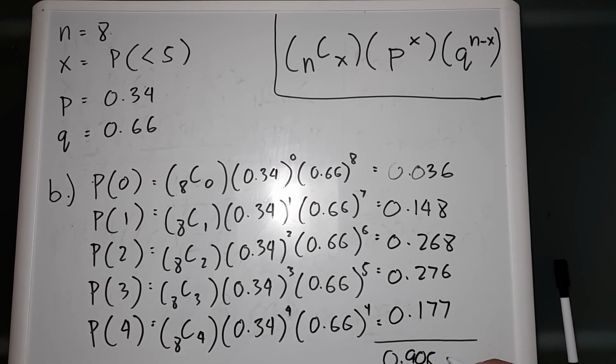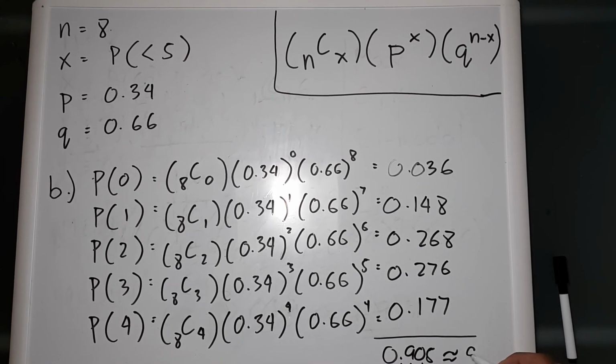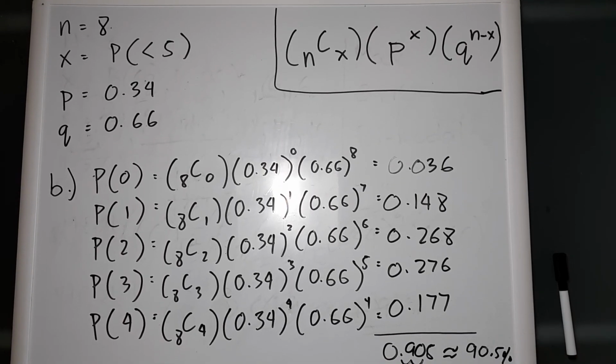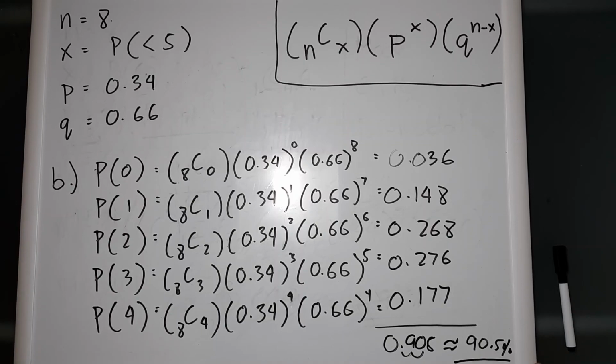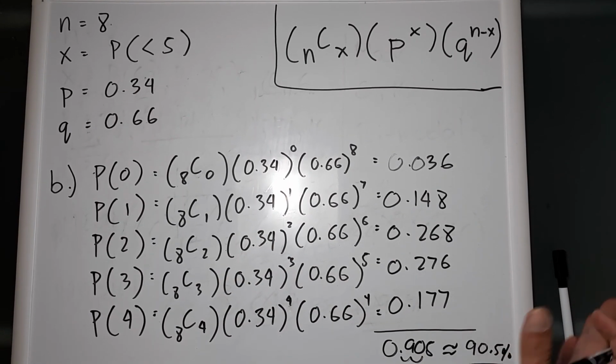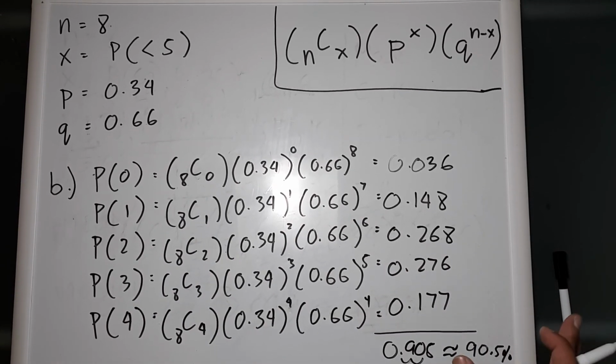After solving for each, you just find the sum, which is 0.905, and then convert it into a percentage by multiplying it by 100 and moving the decimal point to the right by 2. So the probability is 90.5%, which is our answer. See, it's a lot, but it's still the same thing as the first part, and it's kind of easy.